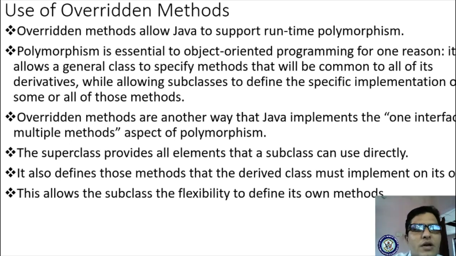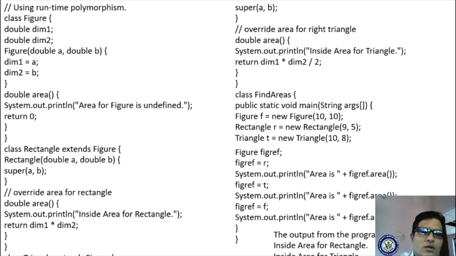In the last class we have seen the usages of overridden methods. Now we will see the sample example. Okay, so for this let us see this sample example. I will give one example.